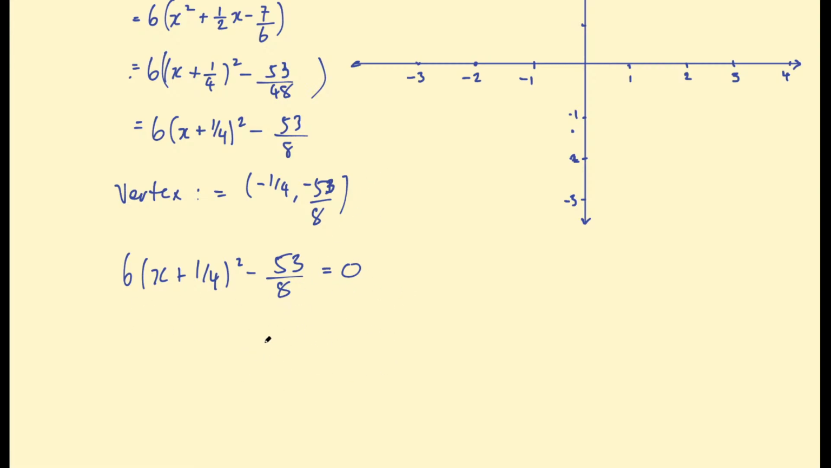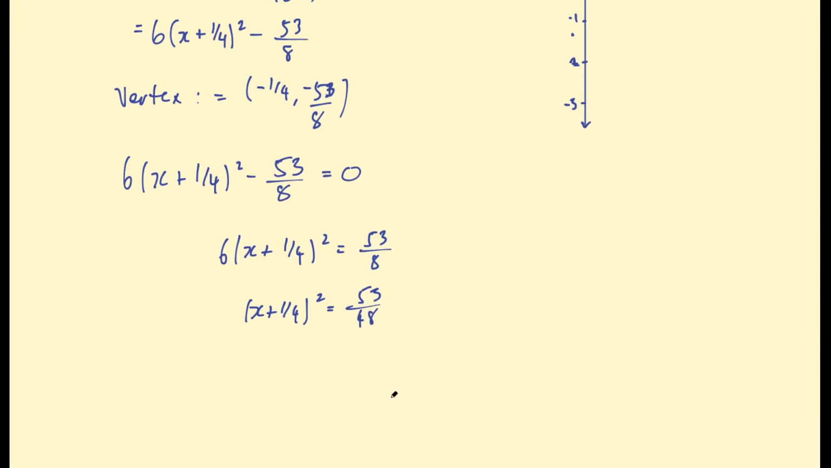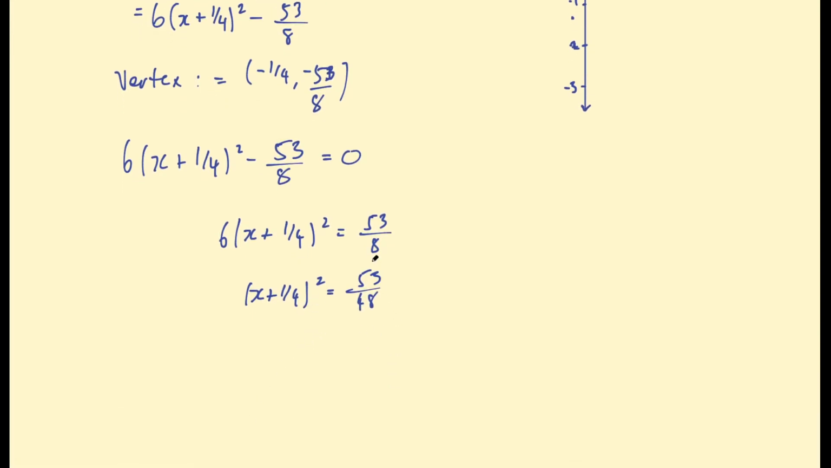Alright, so then add that 53 and 8 to the other side. Divide by 6. So 53 on, well, we have that 48 again. And then take the square root. Oh my lord.